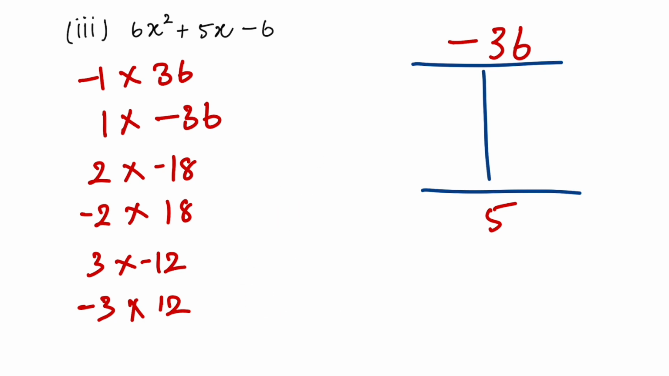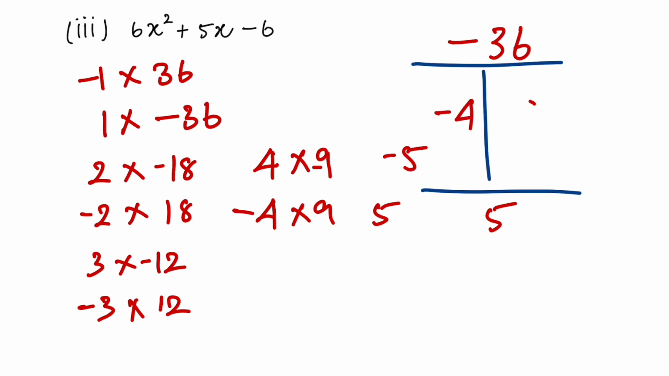Okay, checking other pairs, we have 4, right? 4 into 9 is 36. Okay, and either 9 can be negative, so that gives you negative 36, and when you add it, that is going to be negative 5, or 4 can be negative. So minus 4 into 9, that is minus 36, and when you add it, that is going to get you plus 5, right? Minus 4 plus 9 is going to be plus 5. So this is a viable pair. So minus 4 and 9.